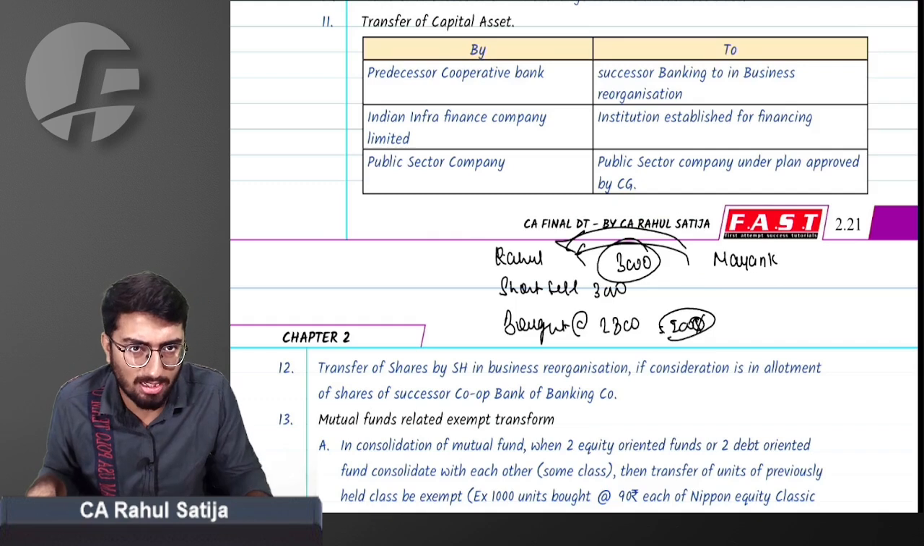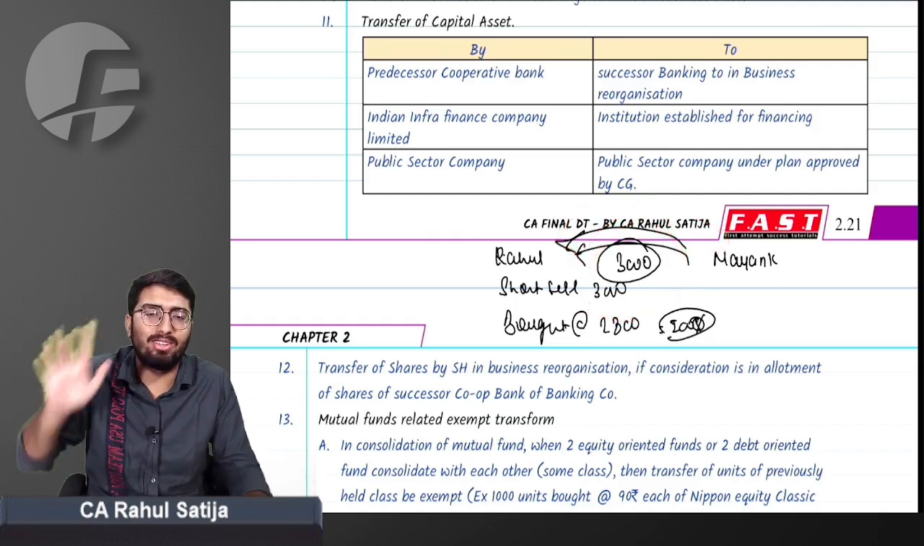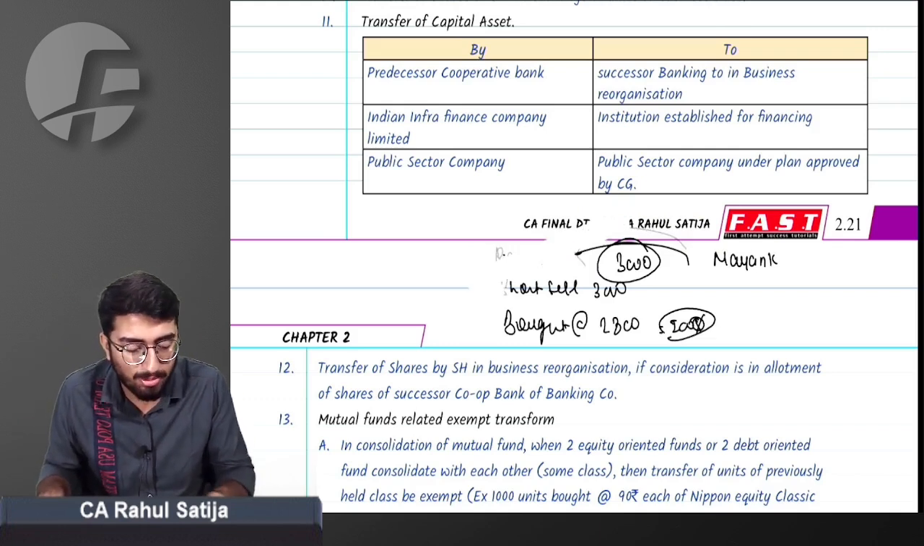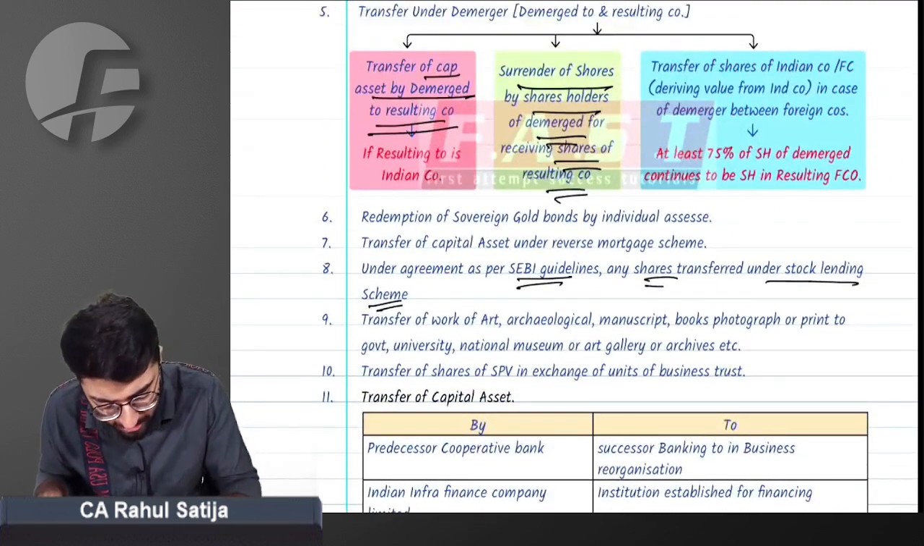Right answer is it will be exempt transfer. It will be a transfer, but it will be an exempt transfer because it is on account of stock lending scheme and as per the guidelines of the SEBI. Therefore, any transfer made under stock lending scheme will also be exempt transfer.